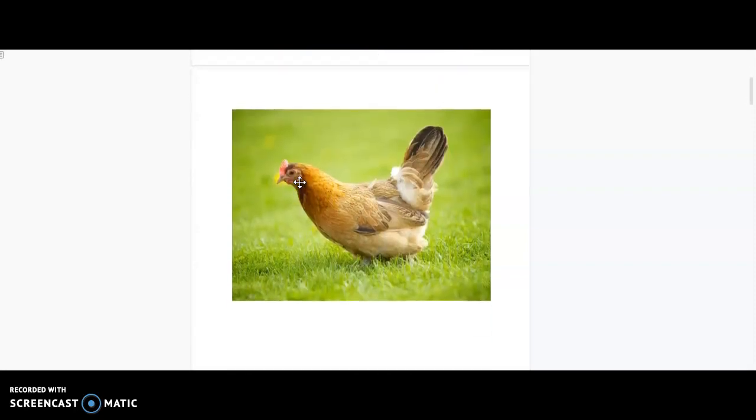This word is hen. Hen. Remember, you should be using your stretch out strategies to help you. What's the middle sound? The E sound.